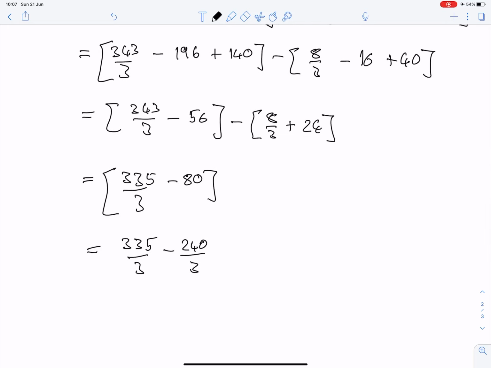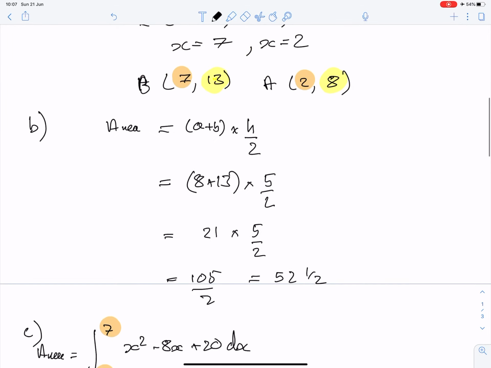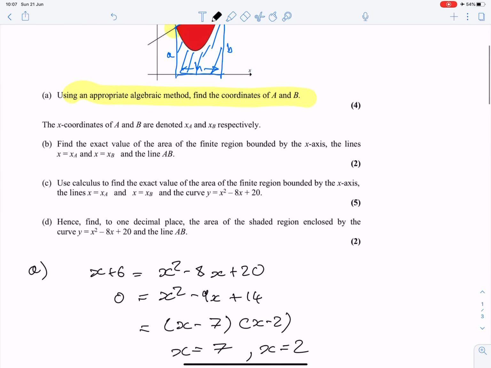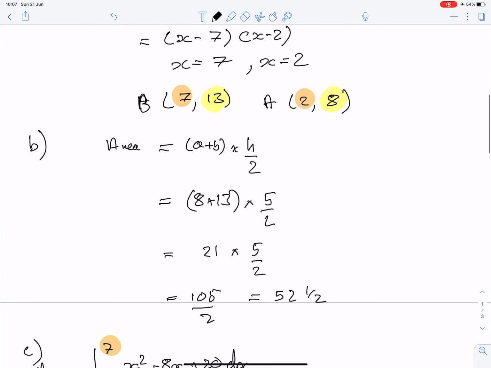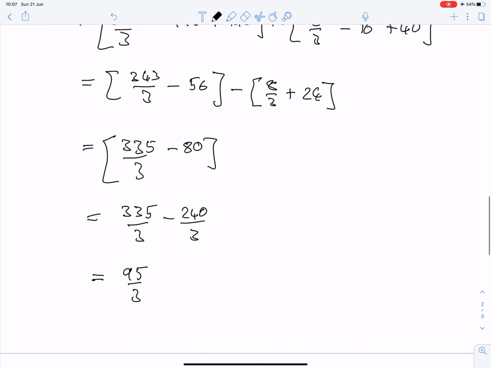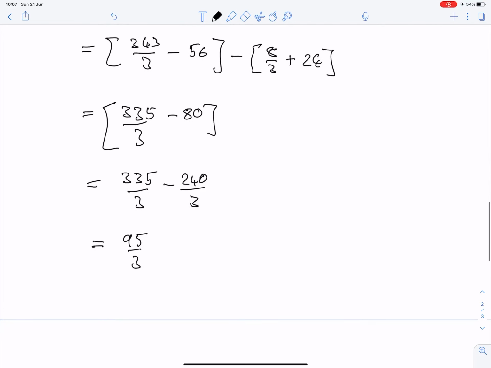So that's going to give us a total of 95 over 3. Okay, so that's the exact value. We could write that as 31 2/3 if we wanted to.